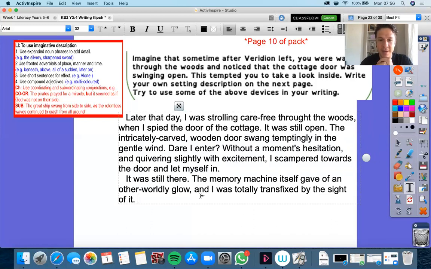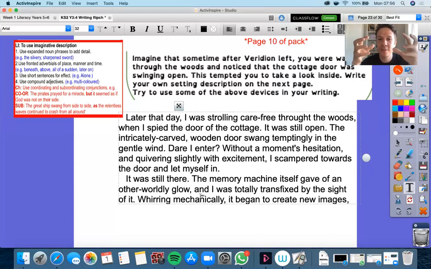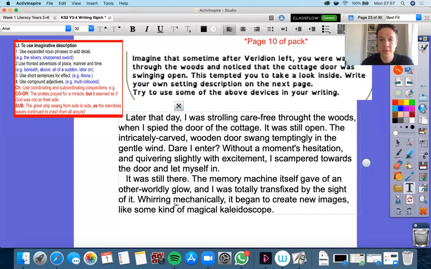Now, what kind of sound would it make? Whirring. Mechanically is my adverb. It began to create new images. Now, I'm going to think of a simile that makes images. What kind of things make images? TVs, phones. I'm thinking a more magical thing is a kaleidoscope. Kaleidoscopes make lots of different patterns and colors. So I'm going to say, like some kind of magical kaleidoscope. I'm not totally sure on my spelling of that, but I'm going to wait to the end because it's not that important that I spell that correctly now. I'm in the midst of my writing. Oh, what tells me it's a simile? Like some kind of magical kaleidoscope.